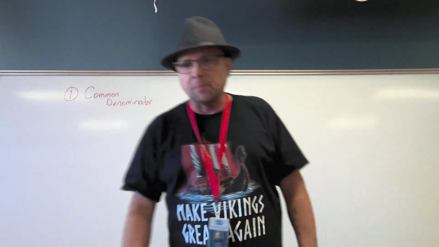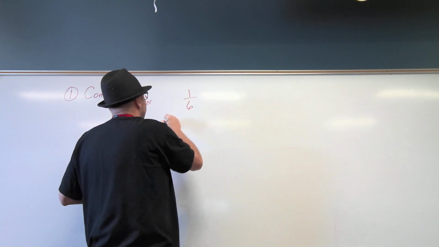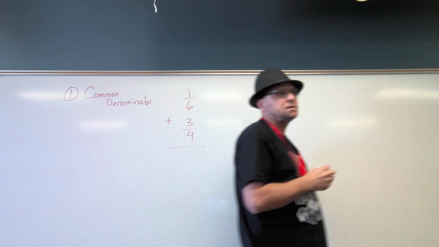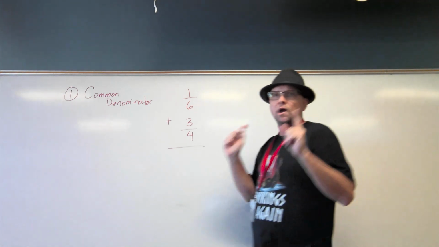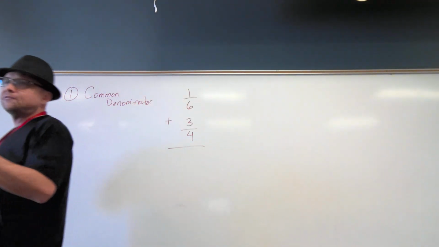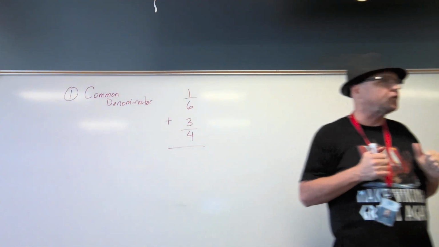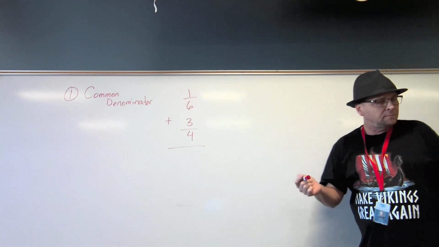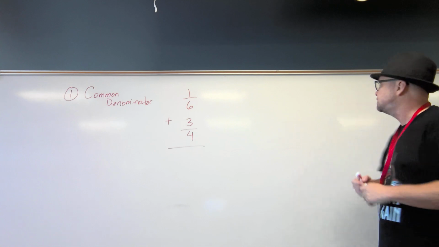So let's look at this problem here. 1/6 plus 3/4. And I look at these and I say to myself, self, these do not have the same denominator, so I cannot add them the way they're written. So I have to find the common denominator. And I'll put the steps for finding the common denominator over here so that you can see. If you're stuck and have to do some at home, you can go back and watch this video.